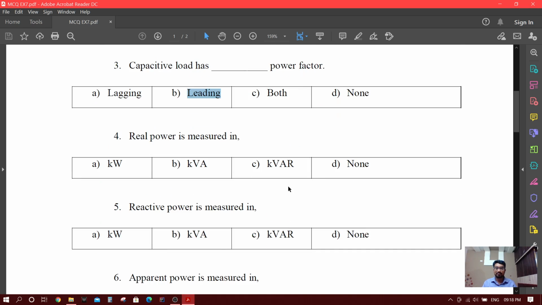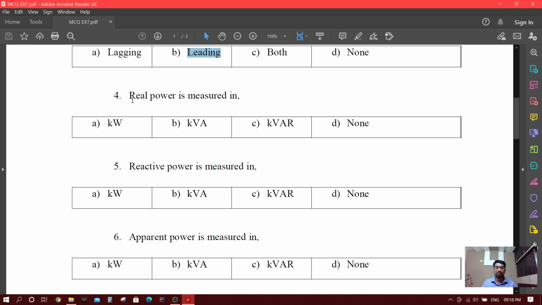Next question number 4. The real power is measured in kW, kVA, kVAr, none. The real power is the power that is used to do any useful work.